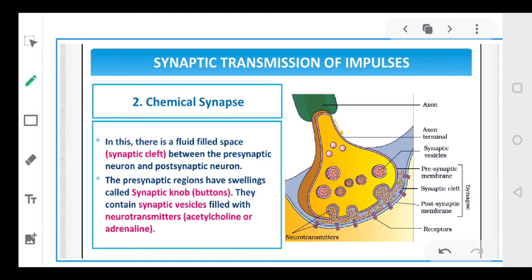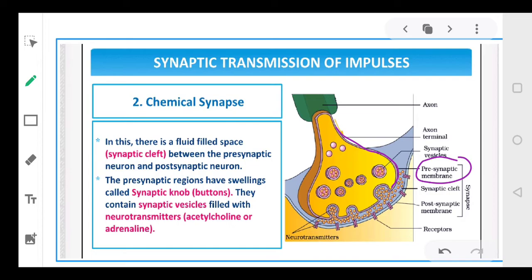अब क्या होगा? जो आपका प्री साइनैप्टिक पार्ट है, जस्ट लुक एट दिस प्री साइनैप्टिक जो मेम्ब्रेन है आपकी, इस पोर्शन पे ध्यान दीजिए. This portion. Now this pre-synaptic portion, it is filled with a fluid. Okay, it is fluid filled.